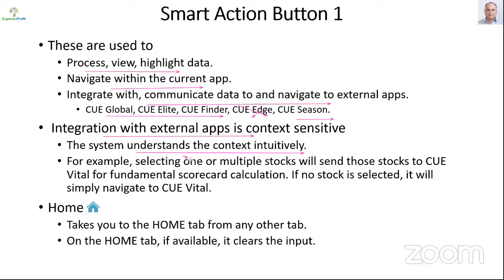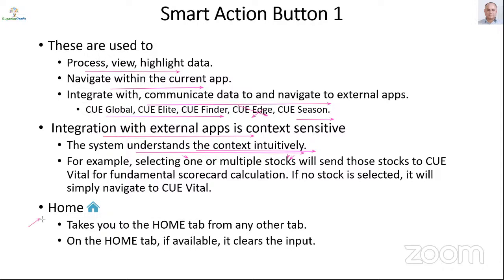If we select one stock and link with Q Vital, it will carry out a peer analysis of that stock. If we select multiple stocks, it will calculate a scorecard of those stocks. And if we select no stock, it will simply navigate to Q Vital homepage. Such context sensitive behavior is available not only for linking to Q Vital, for many other smart action buttons as well.